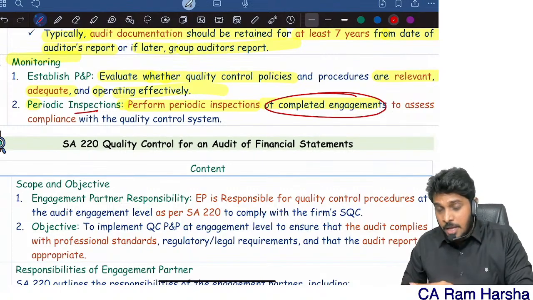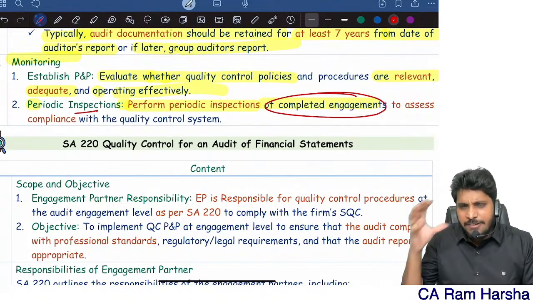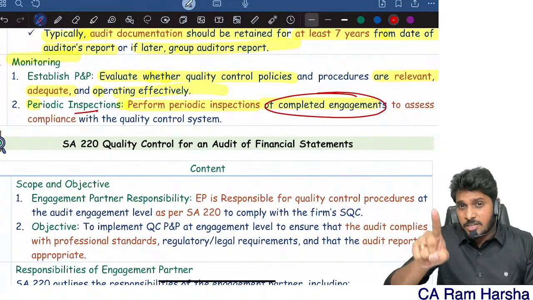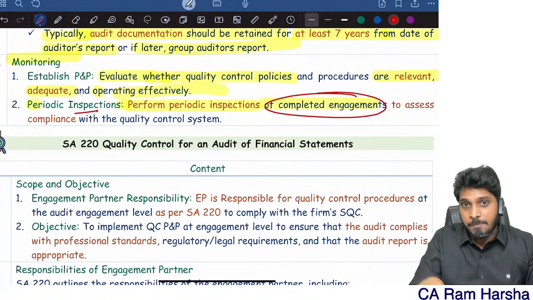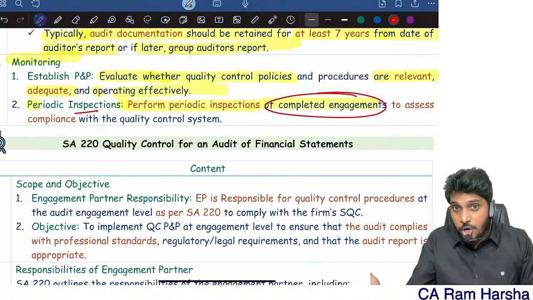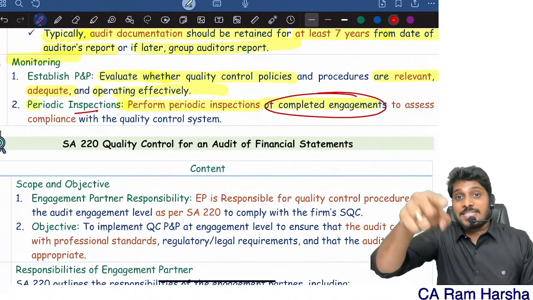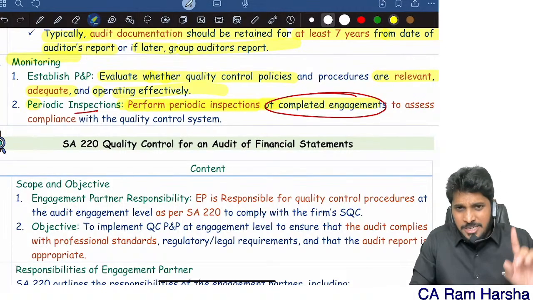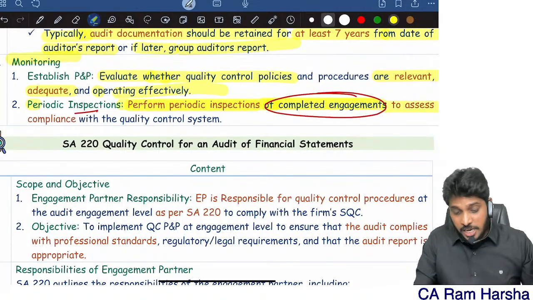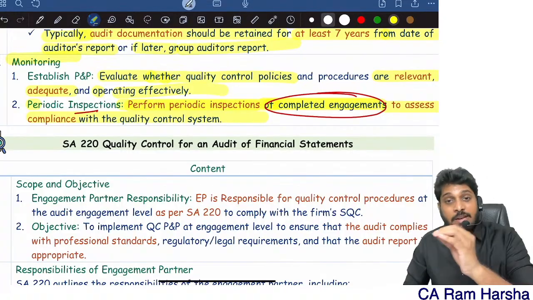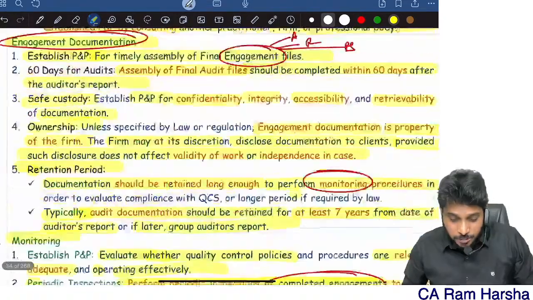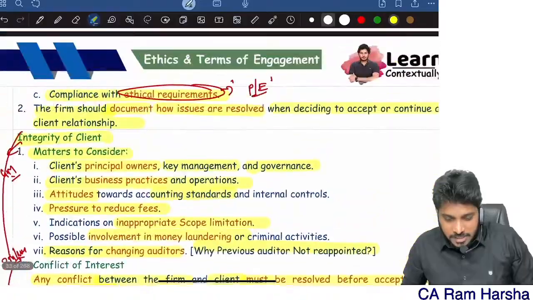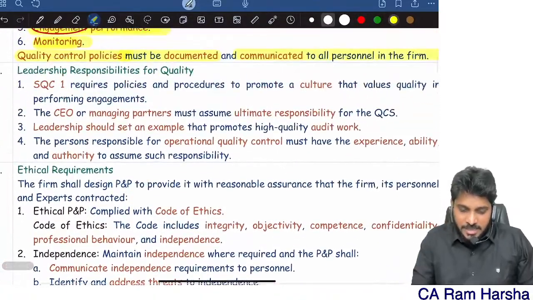After the report, if review of audit documentation is conducted after the report is issued as a part of monitoring, then it's monitoring. If review of audit documentation is happening before the audit report is issued, that's an engagement quality control review. That's it. So perform inspections of completed works to check whether the work is in compliance with the quality control system or not. And finally, the first element, leadership responsibility and ethical requirements.